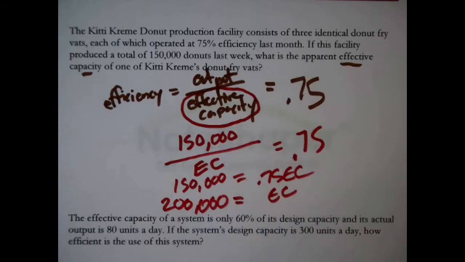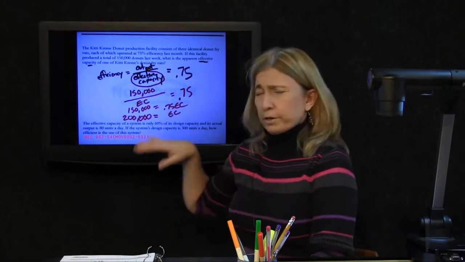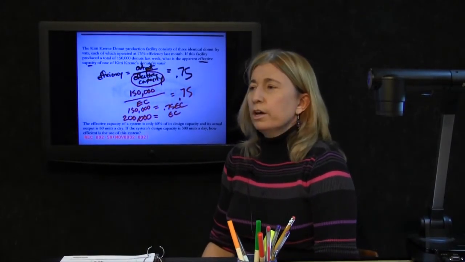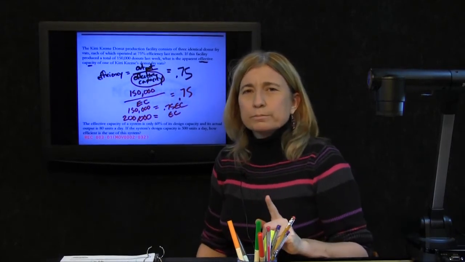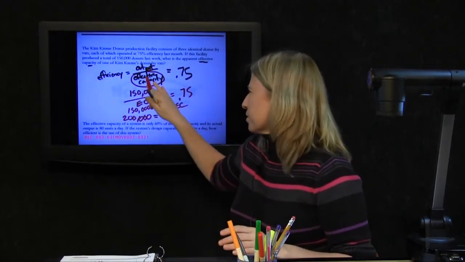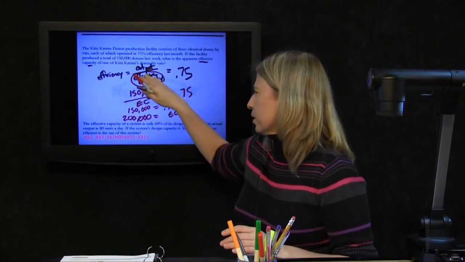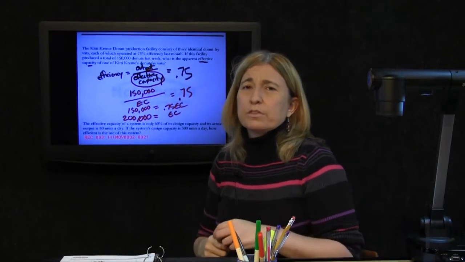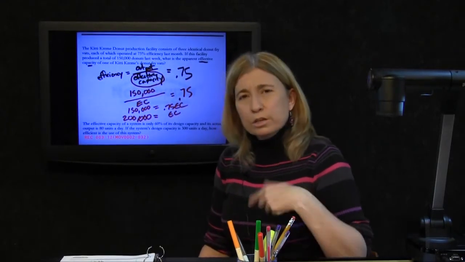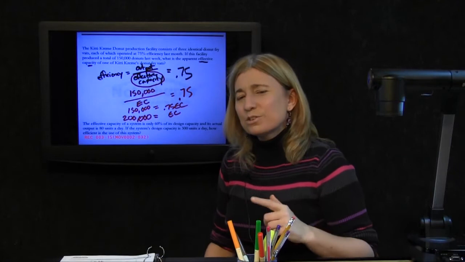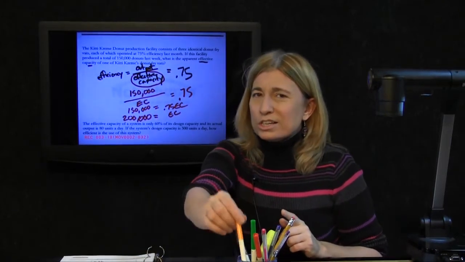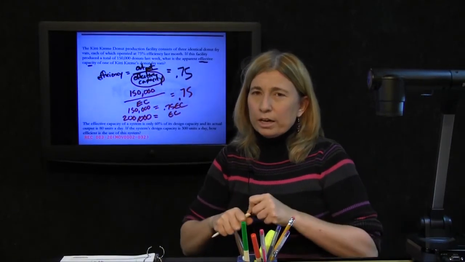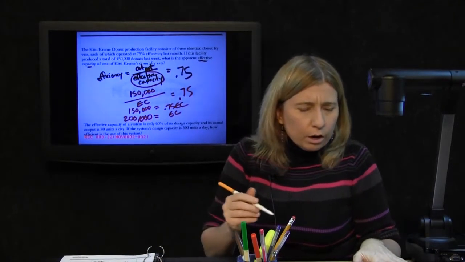150,000 divided by 0.75. You might have gotten this. It's 200,000. The effective capacity at Kitty Cream, to answer the question, is 200,000 donuts. A lot of donuts. That's not actually the answer. Now wait, I solved for what I said was the relationship. That's what it asked for, right? When you solve for that based on the total output, you get 200,000. That's not the answer to the question. Small questions can hide a lot. You have to search for it.